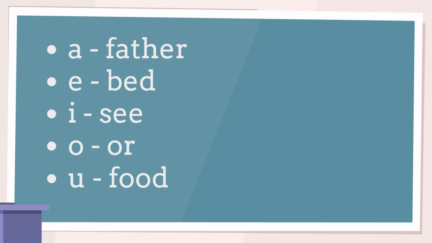The letter O makes the sound we make in the word or. The letter U makes the sound we make with the double O in the word food. And that's all there is to the vowels. Simple. Now to the other letters, the consonants.